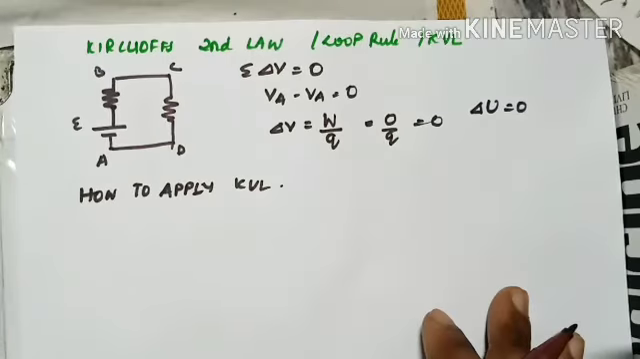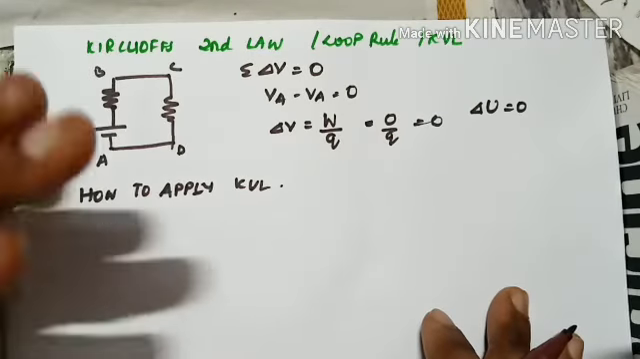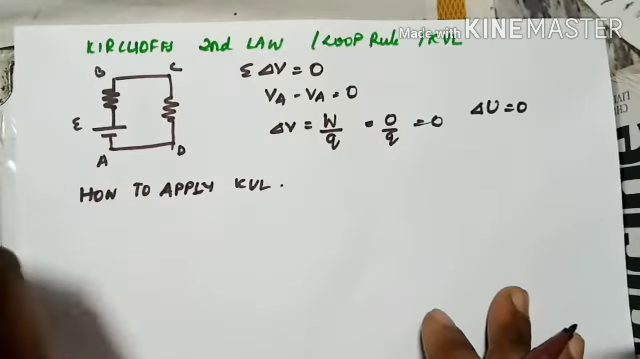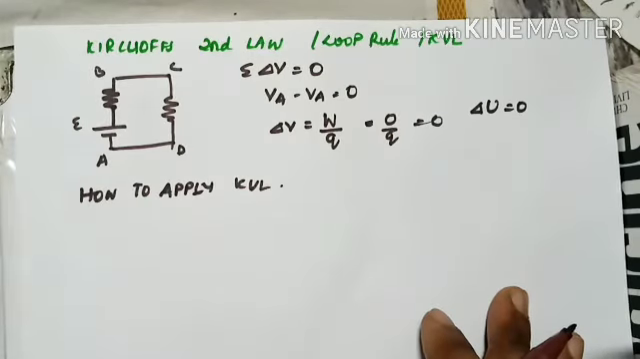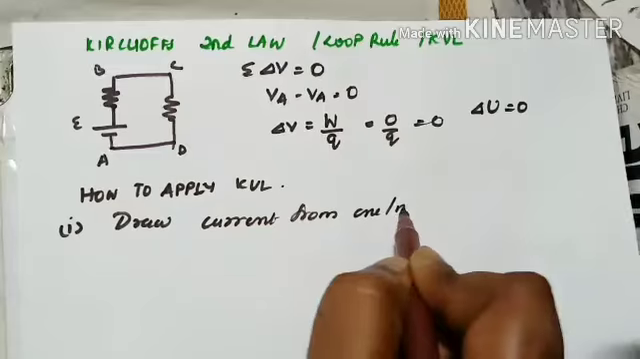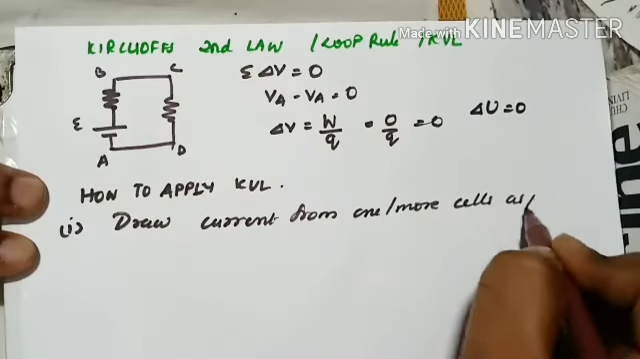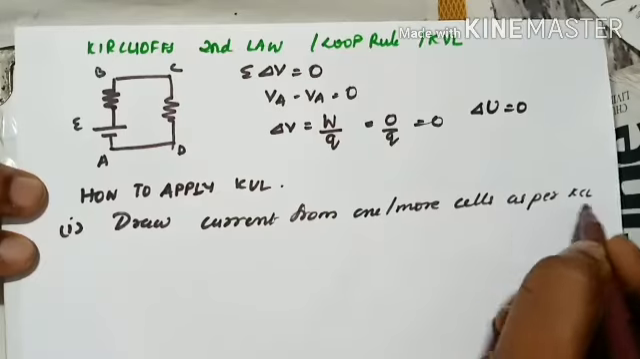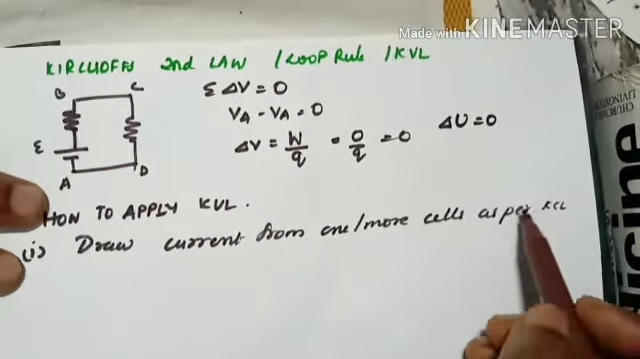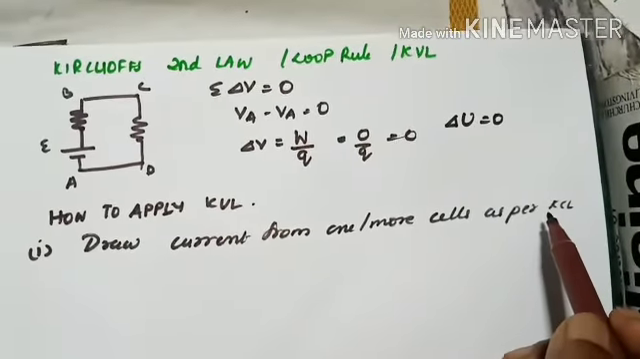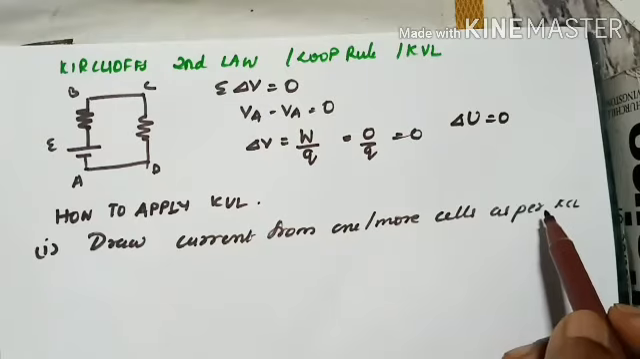Now, the first rule when you are solving a circuit by applying KVL is to draw the current from one or more cells as per KCL. I hope you remember KCL. As per Kirchhoff's current law, you have to draw the current.